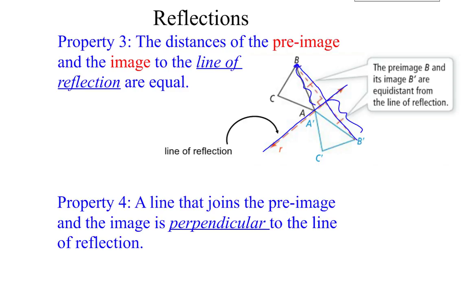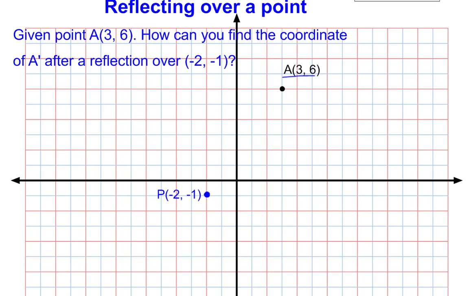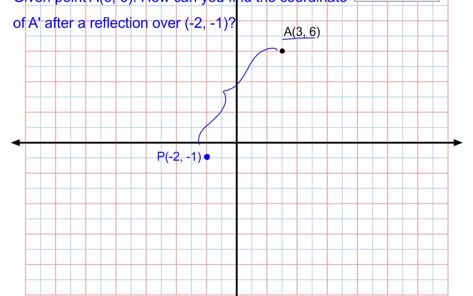Well, the same also applies when you're reflecting over a point. In other words, the distance from A to P has to be the same distance as P is from the image after the reflection. So I know that A prime should be somewhere over here, but we want to find out exactly where it is. Well, this should seem very familiar to you.